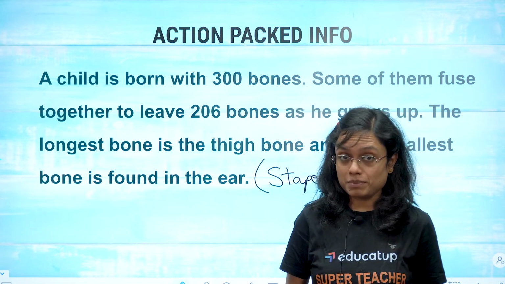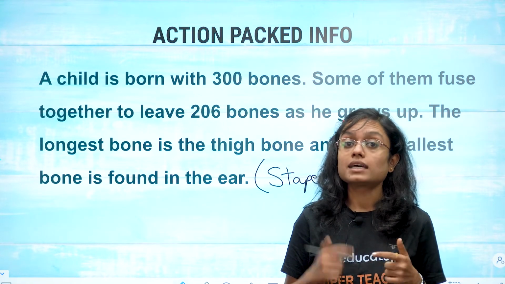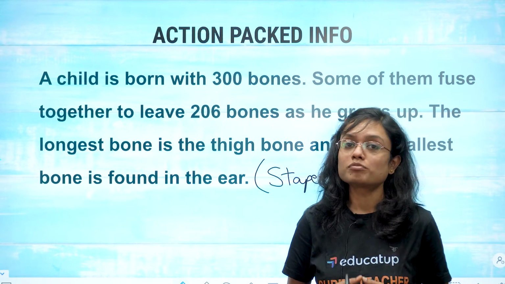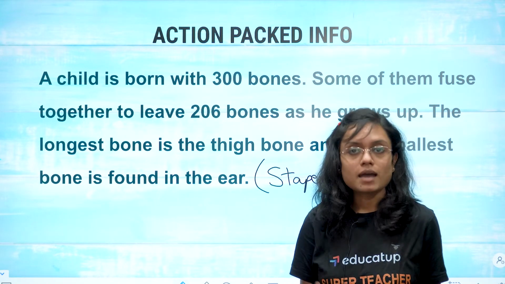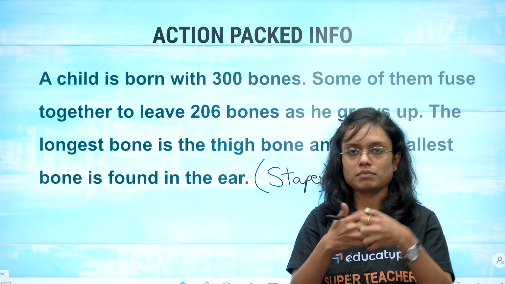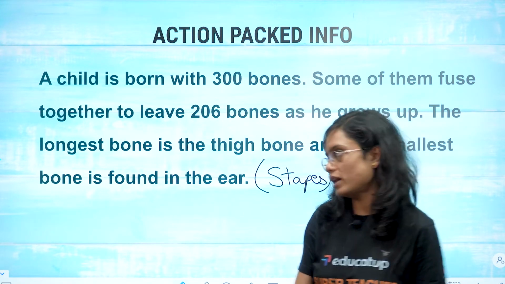And a human baby, when he or she is born, the number of bones is 300, but an adult human being has 206 bones, because as a baby grows, some of the bones fuse together and become one. Now let's move ahead.